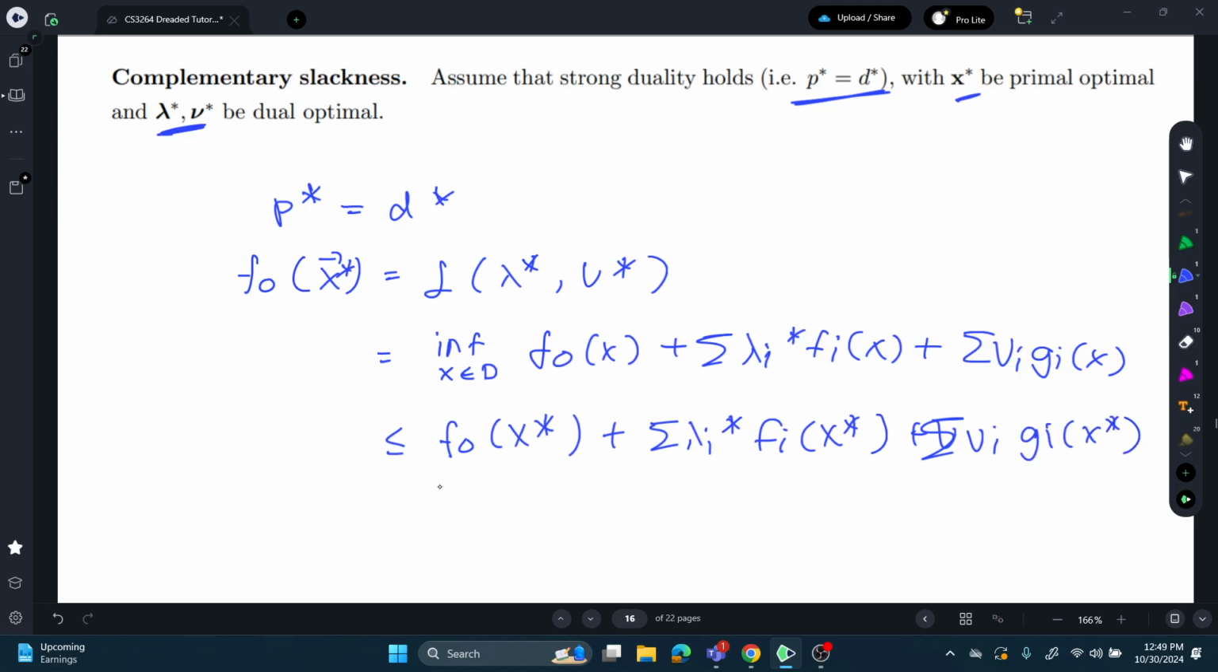Now I notice that this thing would be less than or equal to my f0 x star. This is by weak duality. Because I noticed that this is my Lagrangian function, right? My Lagrangian function will always be less than or equal to whatever the original problem is. That is our weak duality. So notice that this is greater than or equal to my f0 x star and will be less than or equal to my f0 x star.